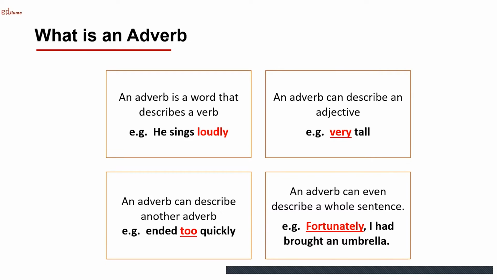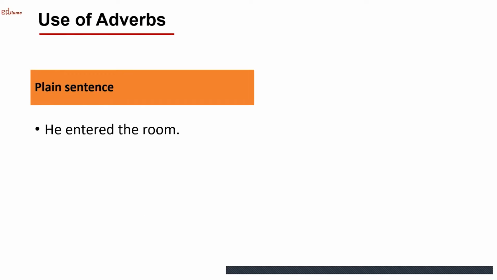Now, let's look at a very simple sentence and how we can create a rich sentence out of that simple sentence using adverb. So here is a plain sentence. He entered the room. Let's take another example. He was walking in the park. Now, think about how you're going to make these sentences rich with the use of adverbs. 1, 2, 3, done? All right, here is the done example.